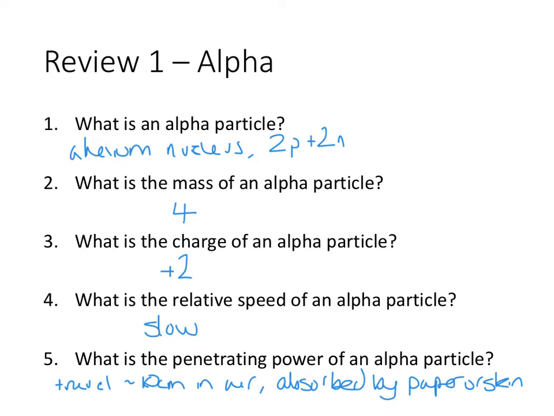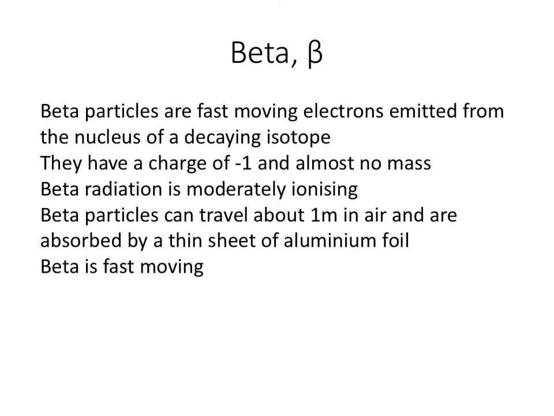Also, it'd be absorbed by your clothing, because your clothing is usually thicker than the paper. Right. So next we're looking at beta. Okay. So beta are fast-moving electrons emitted from the nucleus of a decaying isotope.